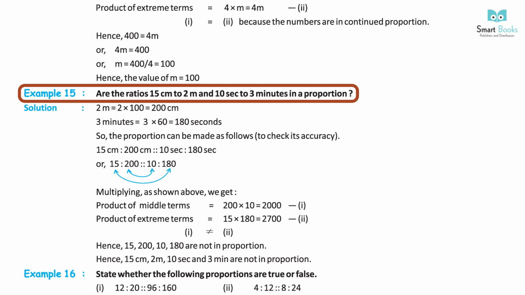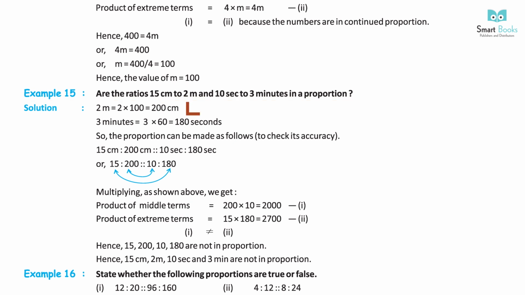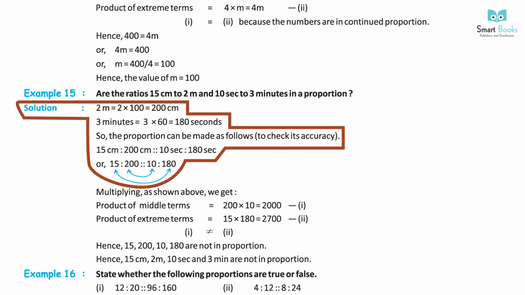Example 15. Are the ratios 15 centimeters to 2 meters and 10 seconds to 3 minutes in proportion? Solution. 2 meters equals 2 into 100 equals 200 centimeters. 3 minutes equals 3 into 60 equals 180 seconds. So, the proportion can be made as follows. To check its accuracy, 15 centimeters ratio 200 centimeters is to 10 seconds ratio 180 seconds, or 15:200::10:180.